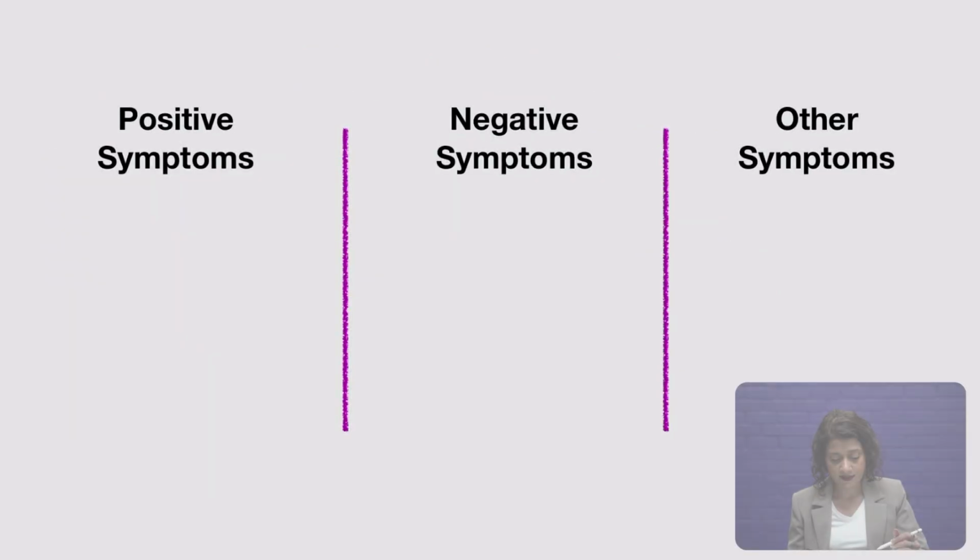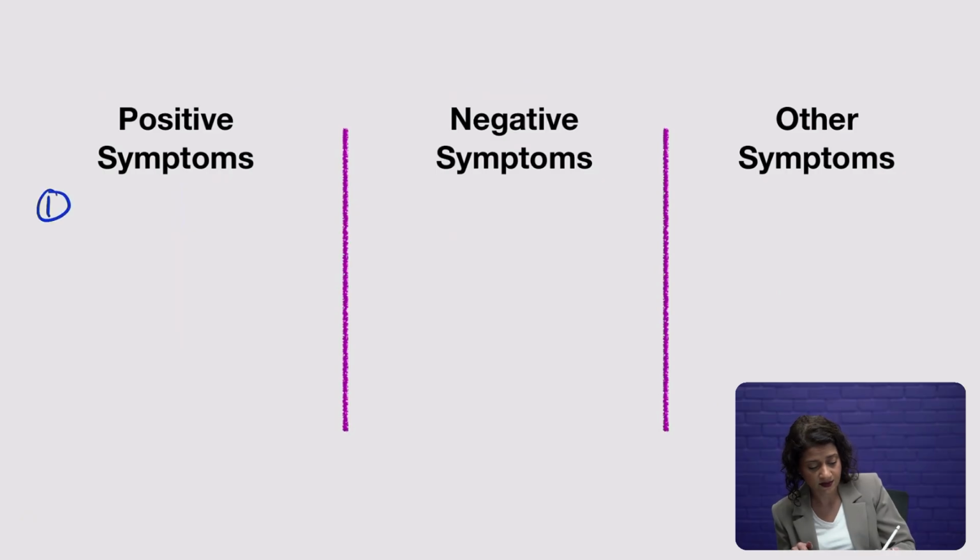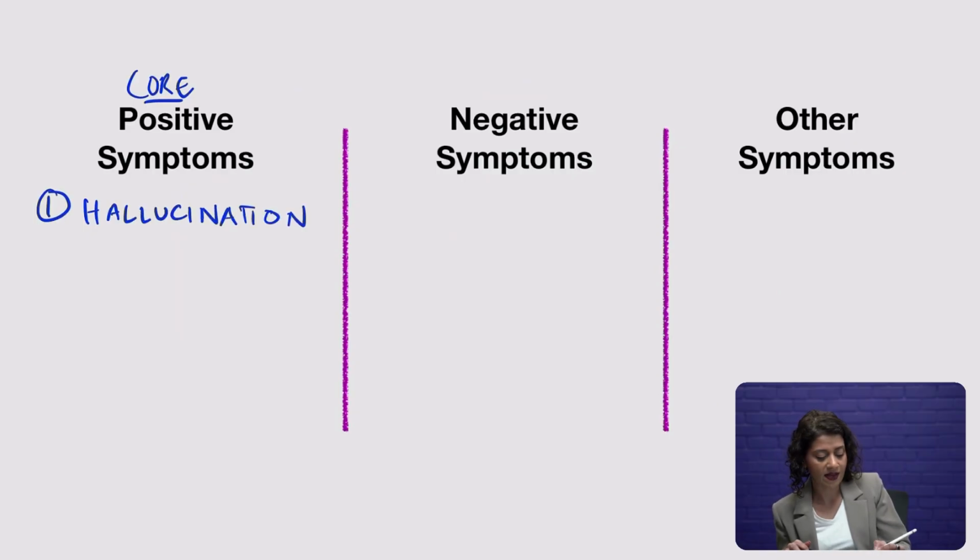So now let's look at these positive, negative, and other symptoms very, very quickly, and you will be covering them in later lessons. So the first positive symptom, and these are core positive symptoms, meaning that they are extremely central to the diagnosis of schizophrenia. The first one is hallucinations. So something felt or seen or heard, but it doesn't actually exist.